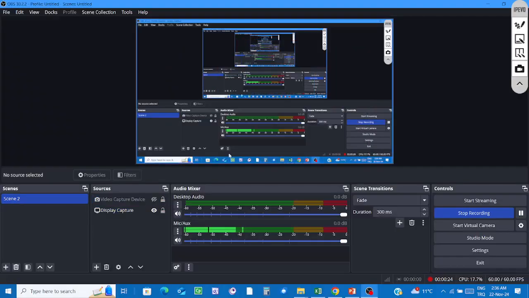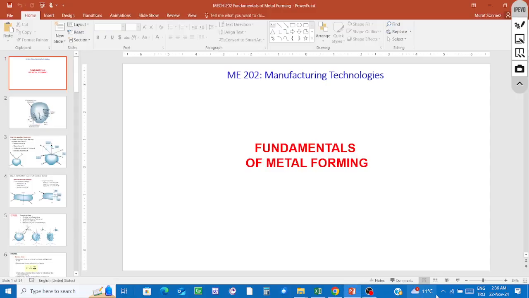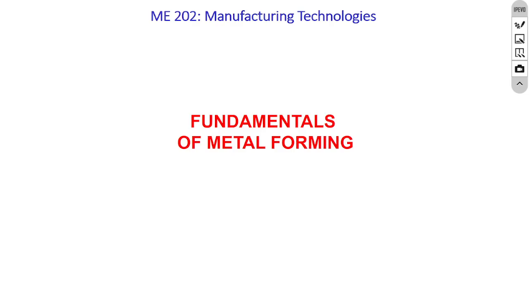Well, let us follow the presentation, scrolling the slides. Metal forming is one of the commonly used manufacturing processes. It is for shaping and sizing the material for having the product in the end.